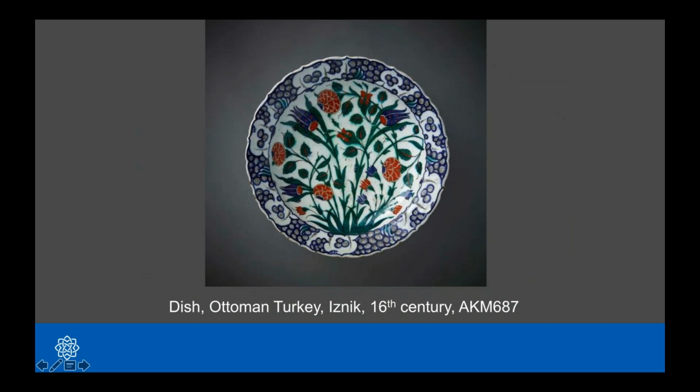The second theme you can use to approach an object is the decoration. Here we have a plate from 16th century Ottoman Turkey from a town called Iznik. And this type of ware was initially very much influenced by Chinese ceramics, but then came to reflect the local taste and obsession with horticulture, and particularly with the tulip.